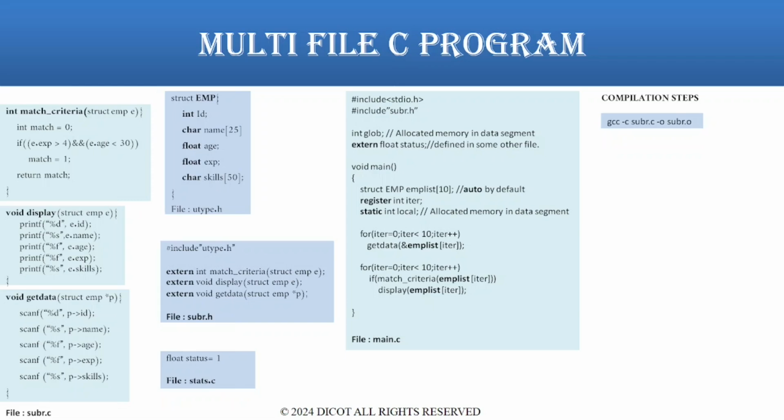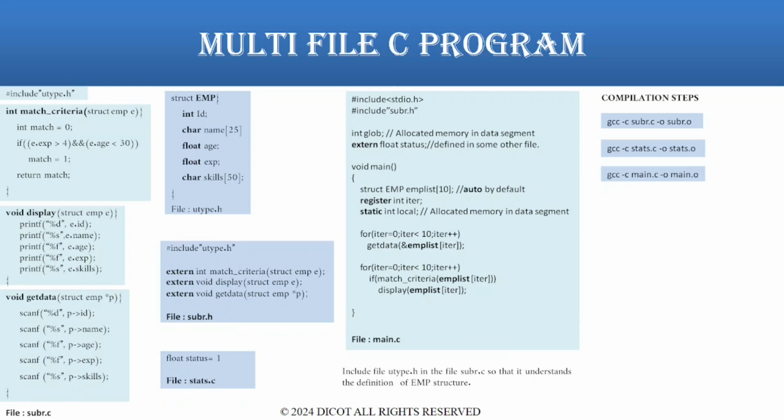Here one thing is missing. subr.c file uses the declaration of EMP structure. So we need to include the file utype.h in subr.c file so that it understands the definition of EMP structure. The next command. We will compile stats.c to generate stats.o. Then we'll compile main.c to generate main.o.